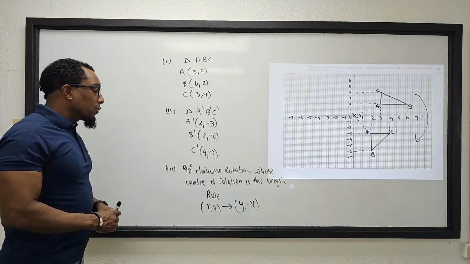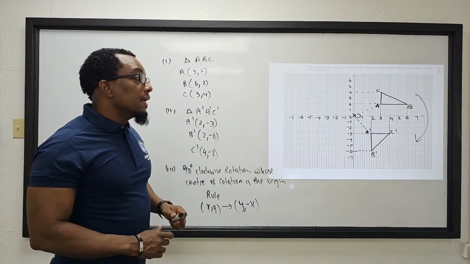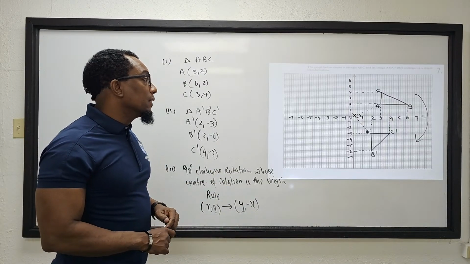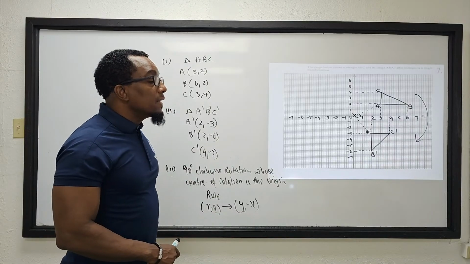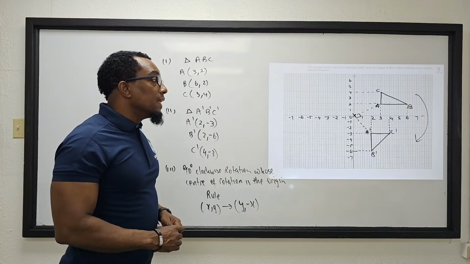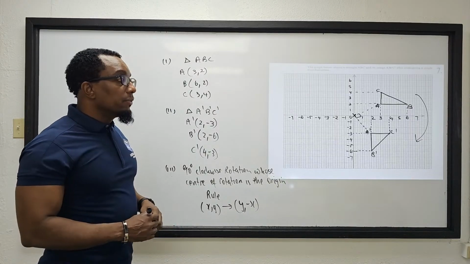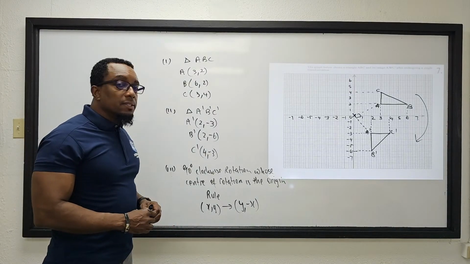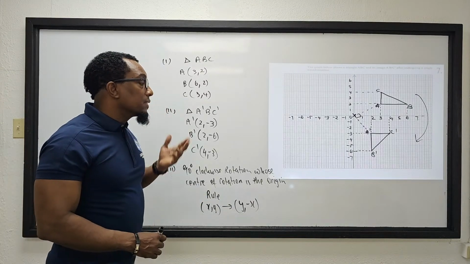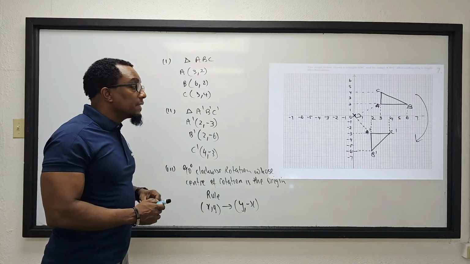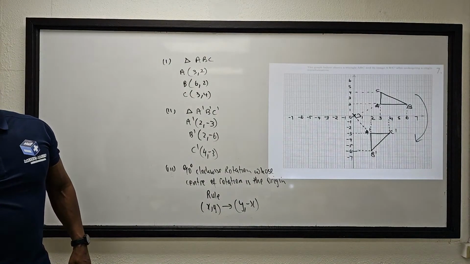So it proves that this rule, which is applicable to a 90-degree clockwise rotation, will apply to the transformation of ABC onto A prime, B prime, C prime. So it is clear that it is a 90-degree clockwise rotation whose center is the origin. This rule is only applicable when the center of rotation is the origin. Alright, so let's look at the next one.